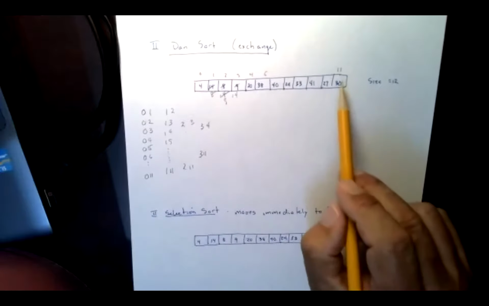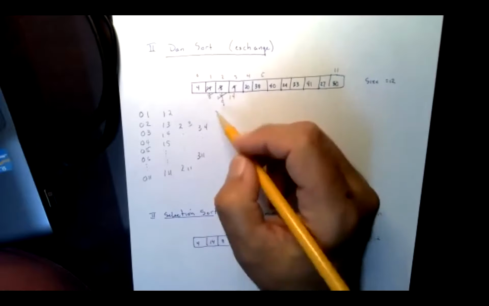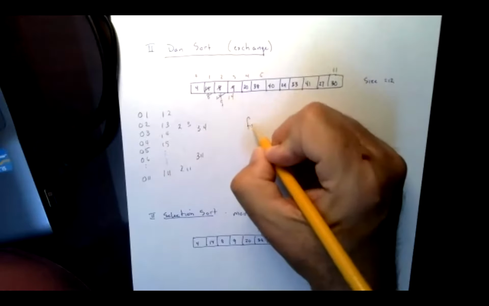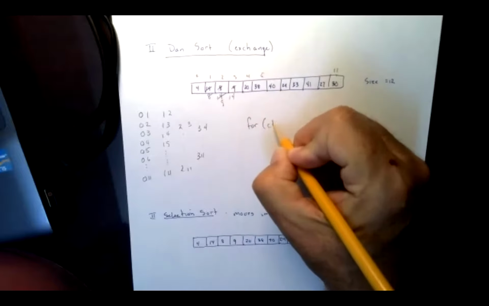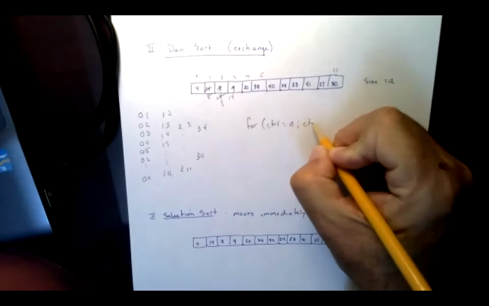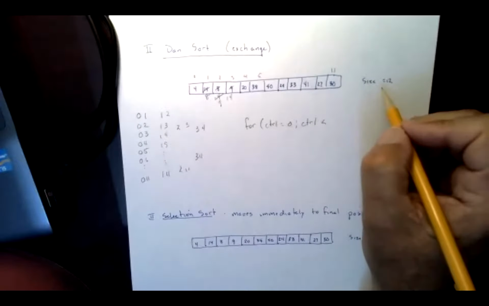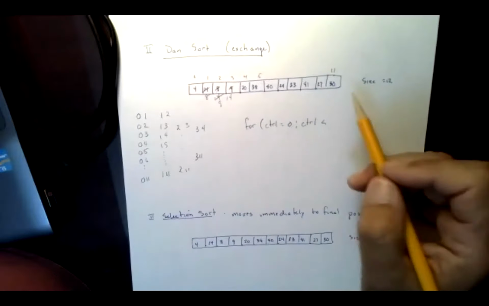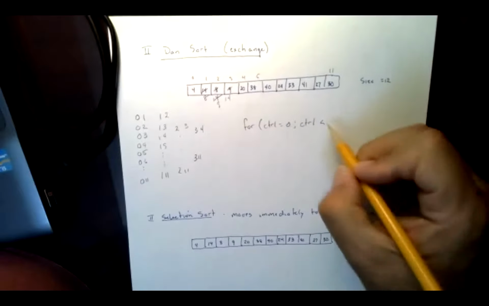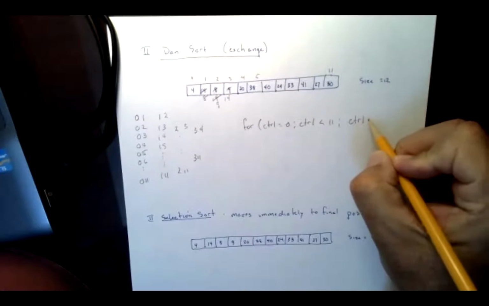It's not going to go to 11, because if it goes to 11, I don't have anything to compare it to. So yeah, it's going to go to 10. So my first loop is going to be for counter 1 equals 0. Counter 1 is less than, since we had 11 subscripts, I want it to go less than 11. Counter 1 plus plus.